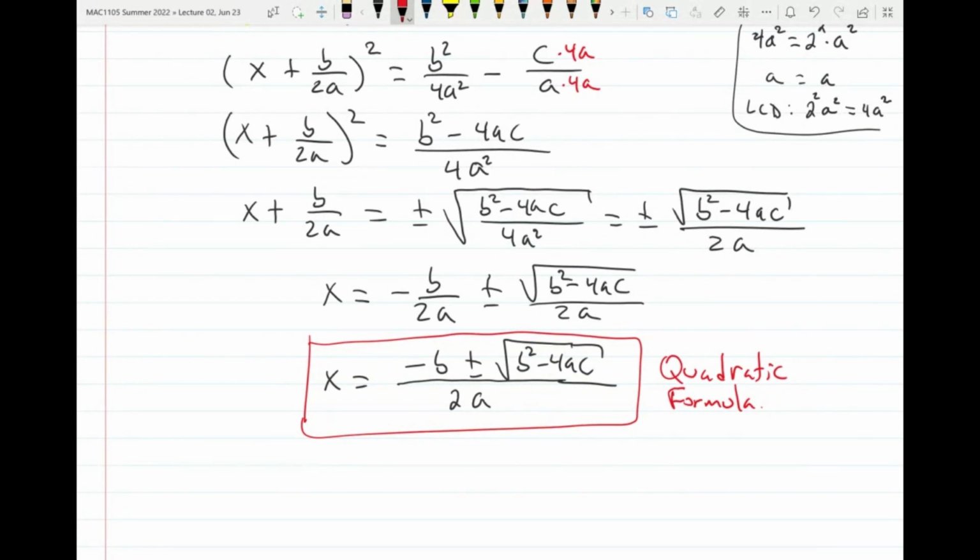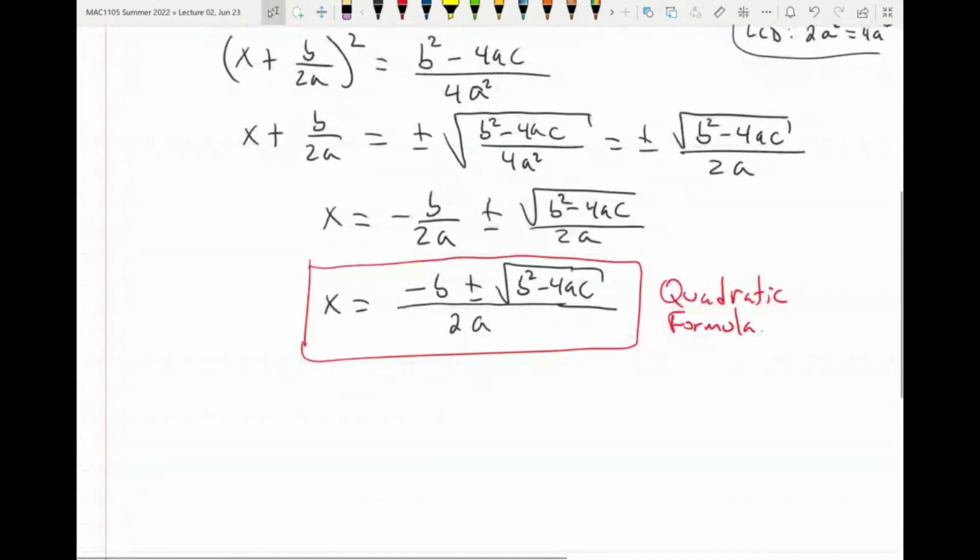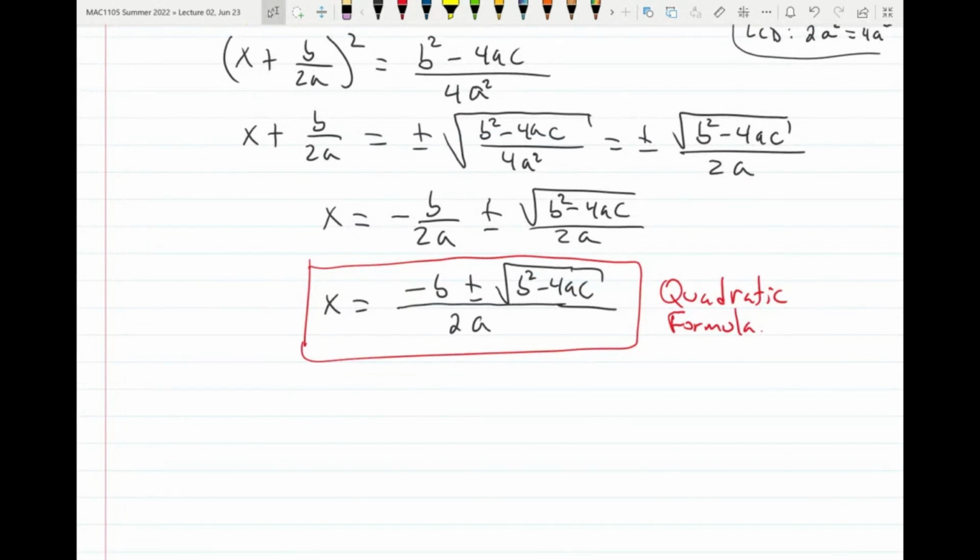Okay? We're going to see that there are situations in which you may get only one solution, and that is when this term becomes 0, right? If this term equals 0, then you would only have one solution, namely negative b over 2a. In that case, we say the solution is double, or with multiplicity 2. Okay? It will be more clear once we talk about polynomials, this idea of multiplicity. Okay, questions about this formula?